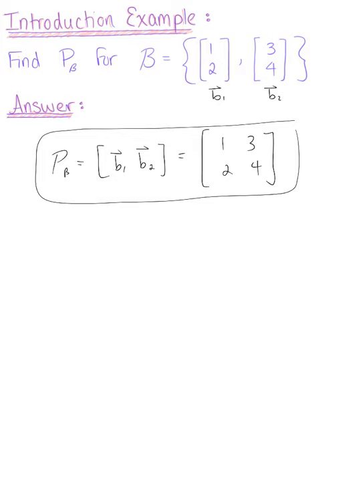I also want you to note that we could define the change of coordinates matrix P sub B as vector b sub 2, b sub 1. This is fine as well. It all depends on how you label things.